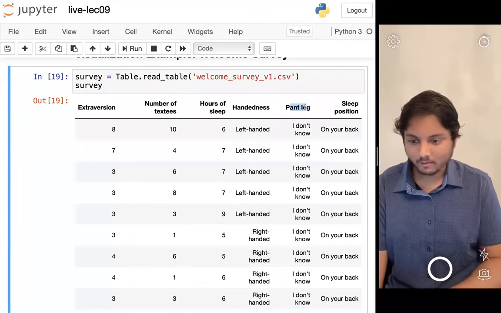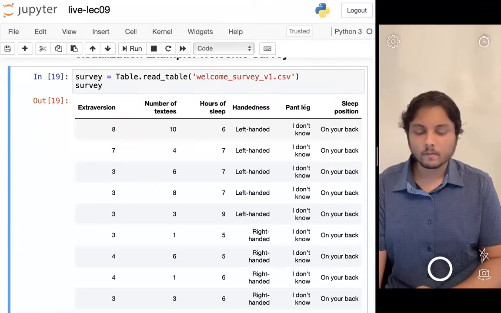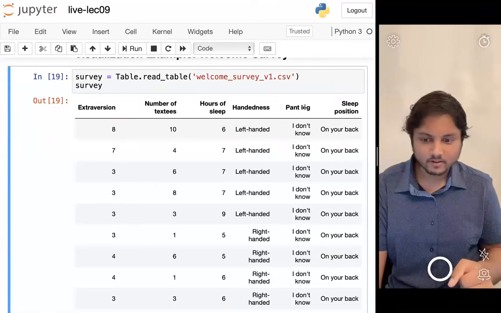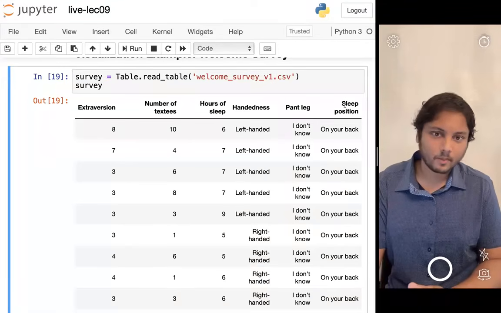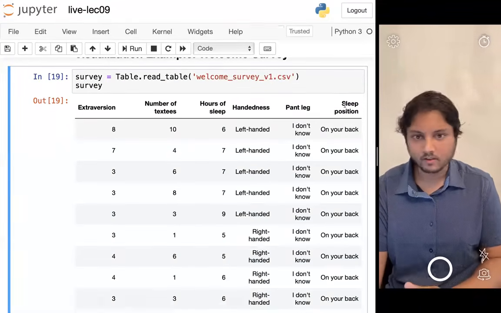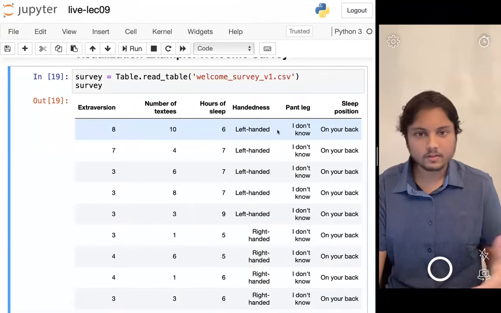Pant leg is a funny one. It's basically saying when you put on your pants, do you put in your right leg first or your left leg? Or maybe you just don't know. And then sleep position. Do you sleep on your back? Do you sleep on your stomach? Do you sleep on your left, on your right side? So we asked this from everybody in the class.